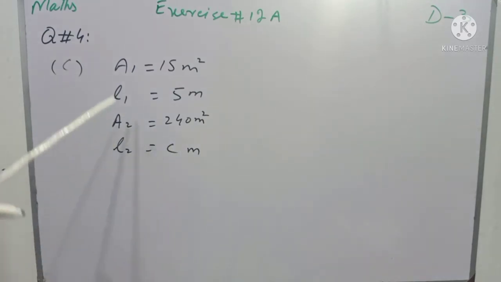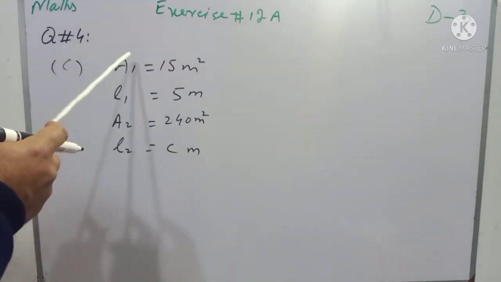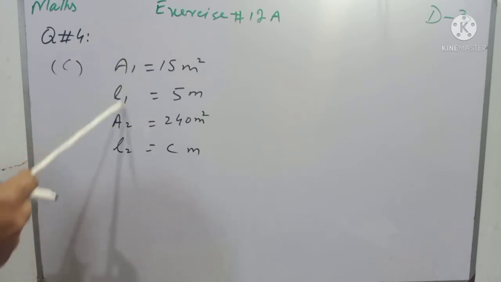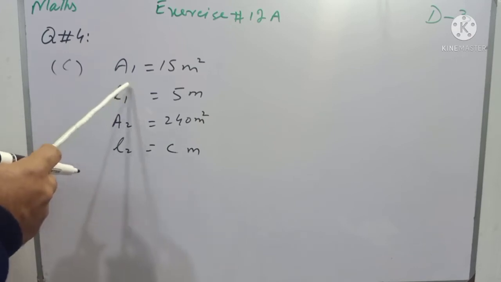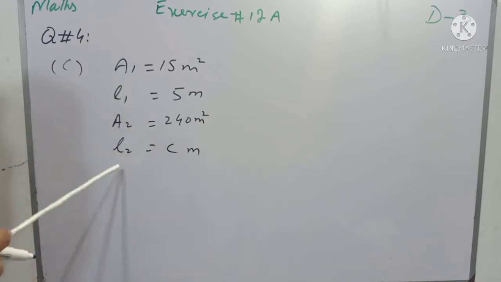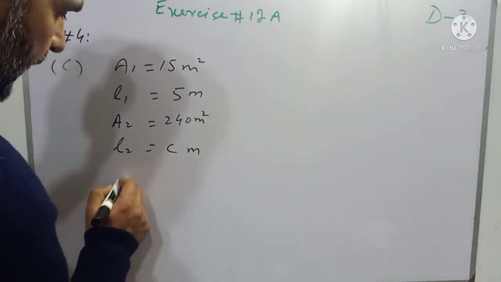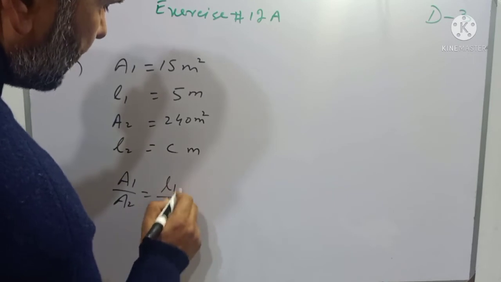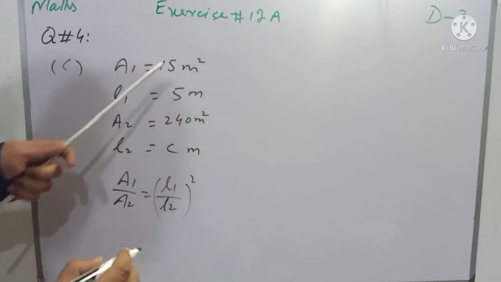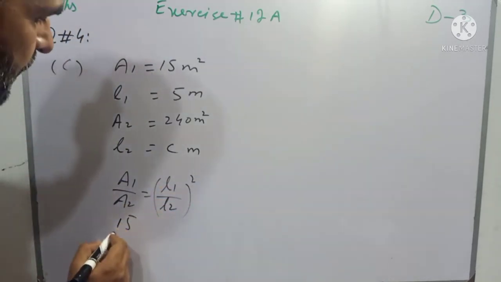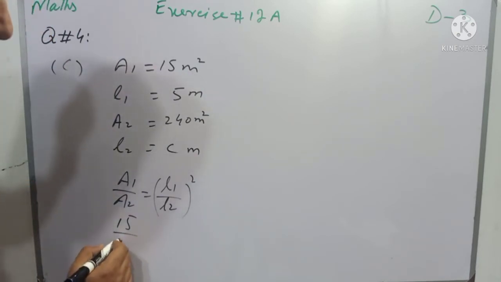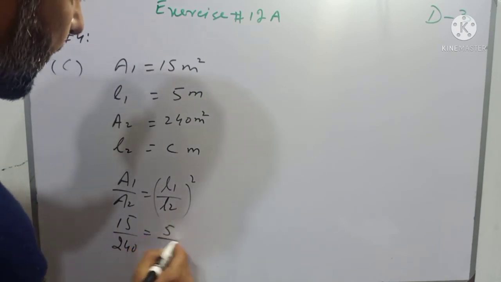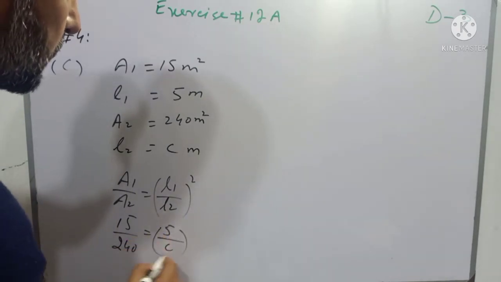Now students, again we will apply the same formula that the ratio of the areas of similar figures is equal to the square of the ratio of the corresponding sides of the similar figures. So students, formula is A1 over A2 is equal to L1 over L2 whole square. Area of first figure is 15 meters square, whereas area of second figure is 240, is equal to length 1 is 5 and length 2 is C whole square.